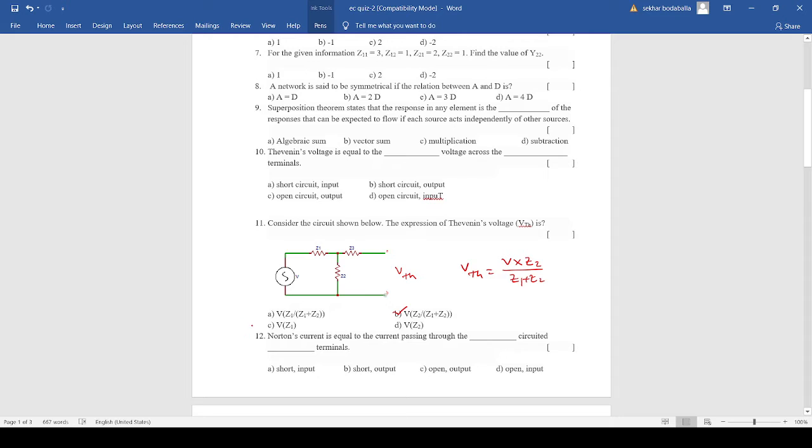Let us go with the 12th question. Norton's current is equal to the current passing through the short circuited terminals. So it is the short circuited output terminals. So option B is the correct answer.